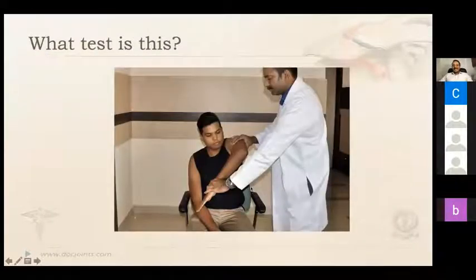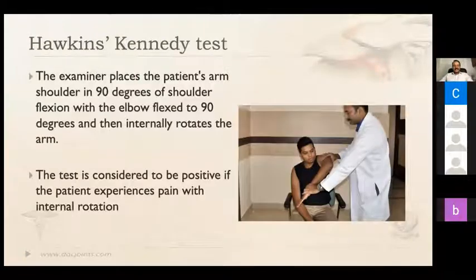I can see some picture. What test is this? Kennedy test. Yeah. You're right. Who was that? Shinas. Okay, good. So that is a Hawkins-Kennedy test. It's a test of impingement, right? So the shoulder is kept at 90-90 and internally rotated passively. The patient should experience pain in the anterior aspect of the shoulder joint.